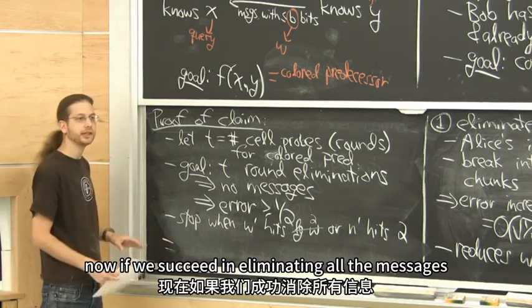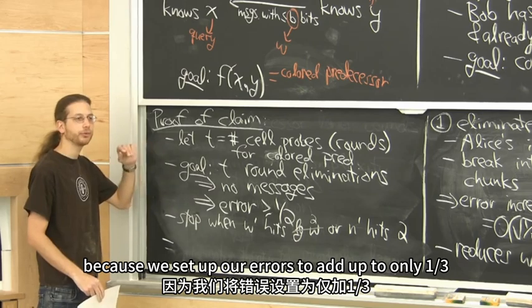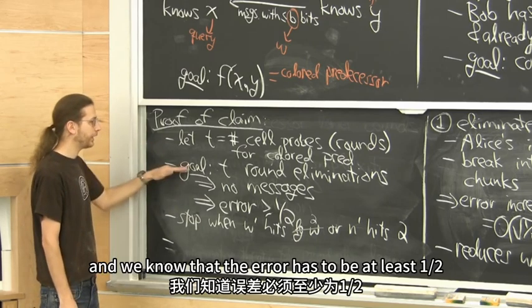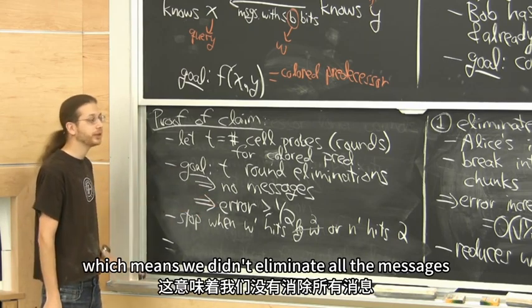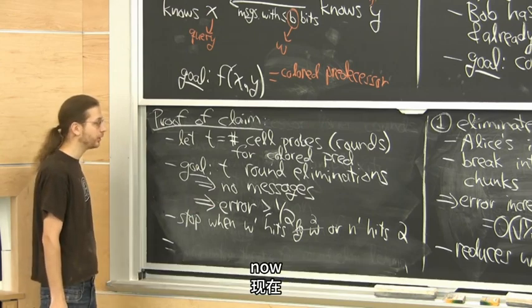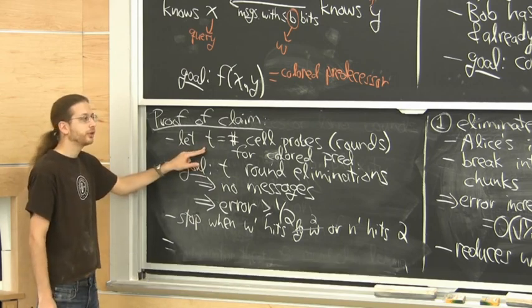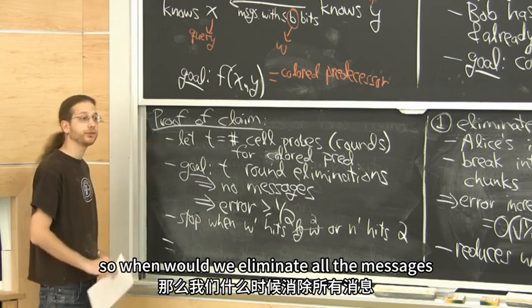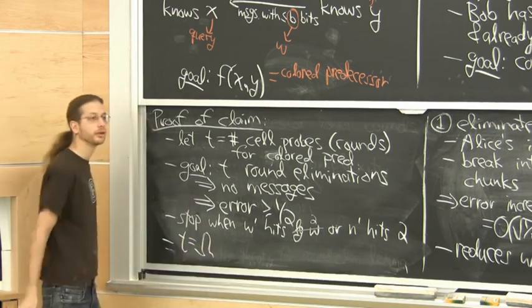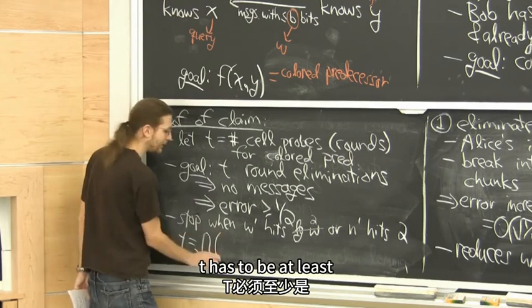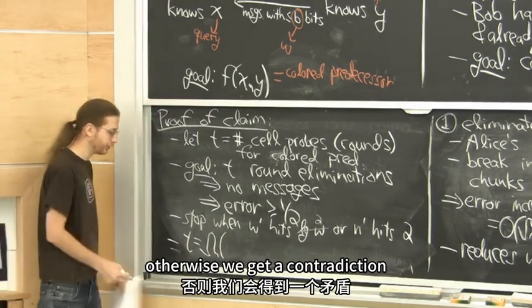Now, if we succeed in eliminating all the messages, we get a contradiction because we set up our errors to add up to only 1/3. And we know that the error has to be at least 1/2 if you eliminate all the messages, which means we didn't eliminate all the messages. Now, we will not eliminate all the messages if t is large. So when would we eliminate all the messages? Let's compute that. And then t has to be at least that big. Right, t has to be greater than the point at which we would eliminate all the messages. Otherwise, we get a contradiction.